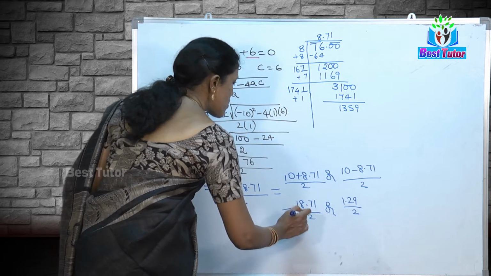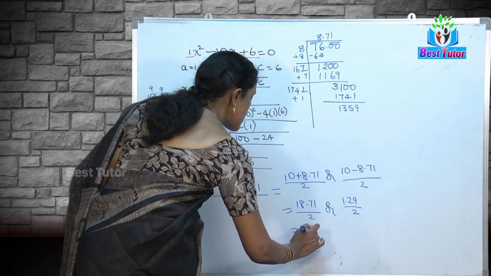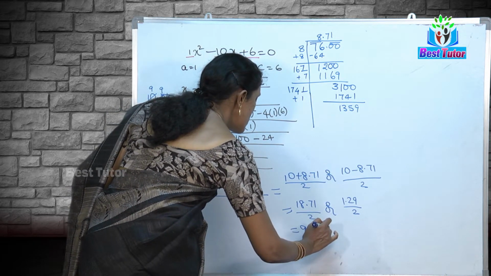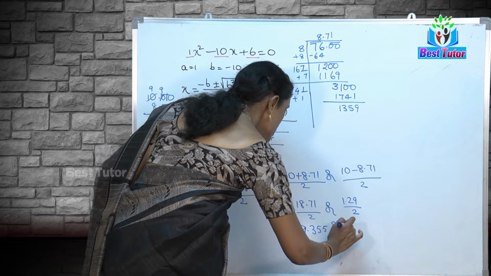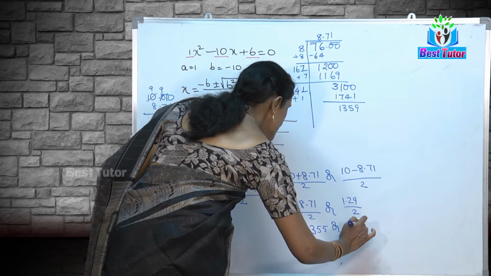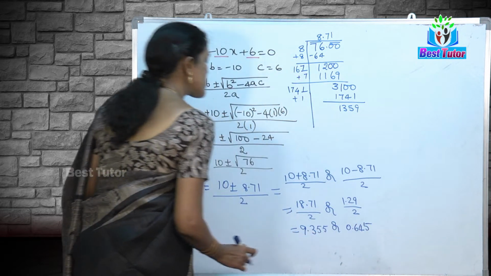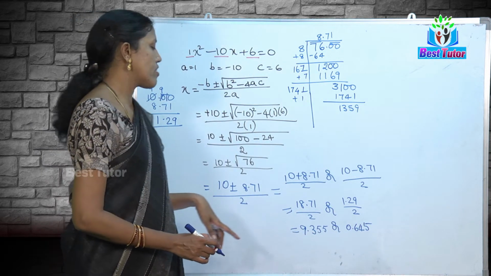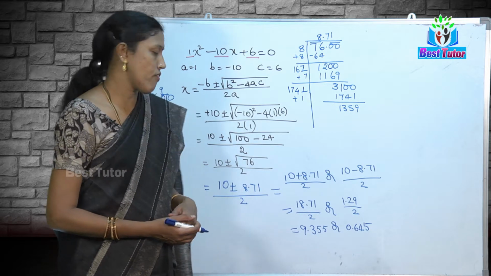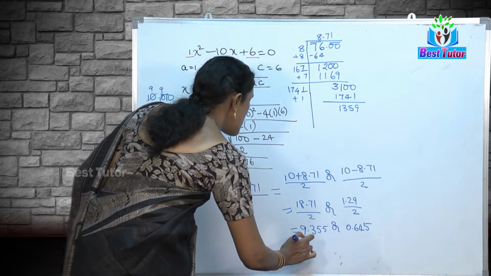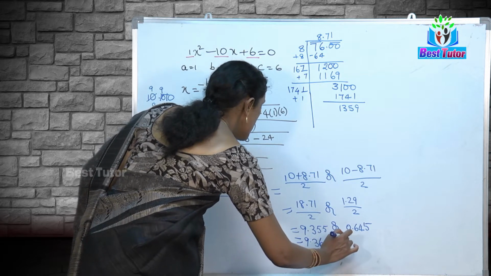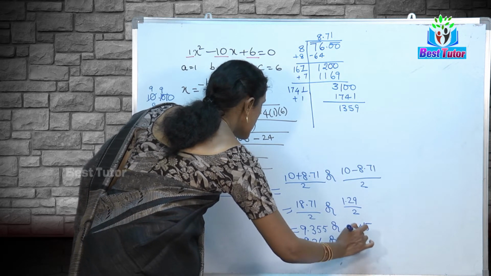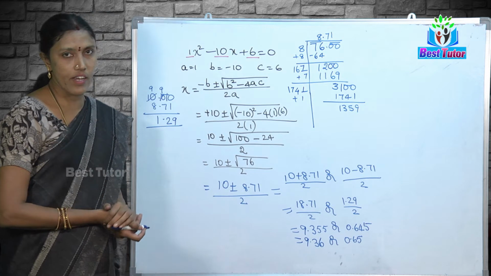We need to divide it. 2 9s are 18, 2 3s are 6, 2 5s are 10, 2 5s are 10, so on. So we are going to get 9.355 or 0.645, and as I've asked, round it off to 2 decimal places, 9.36 or 0.65. These are the 2 solutions of the given quadratic equation.